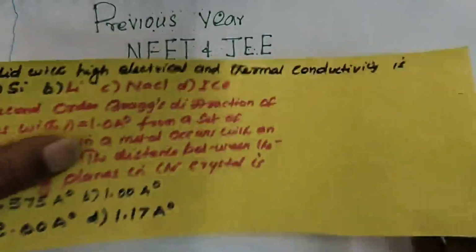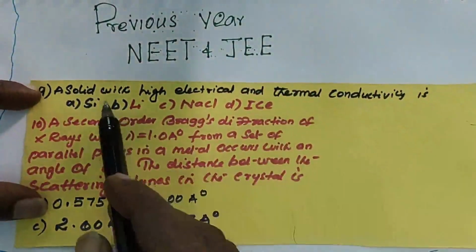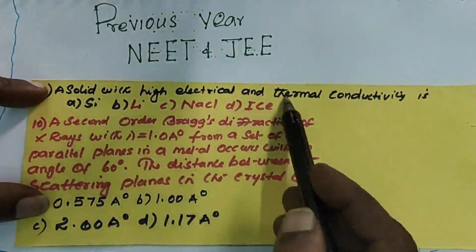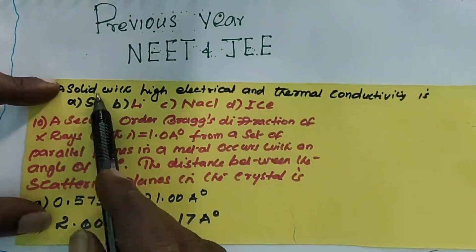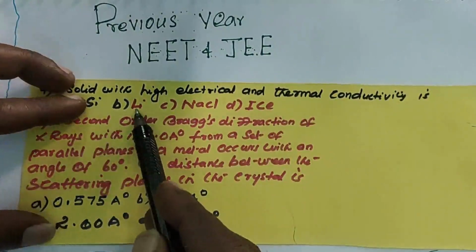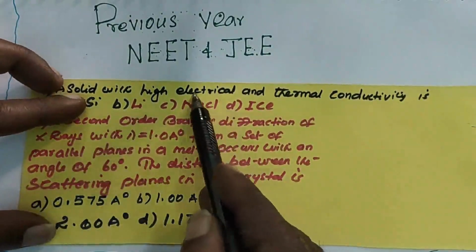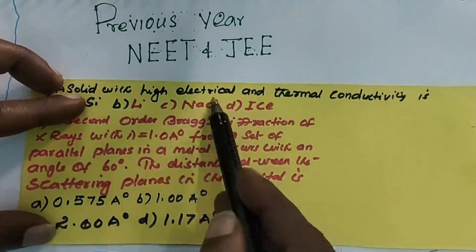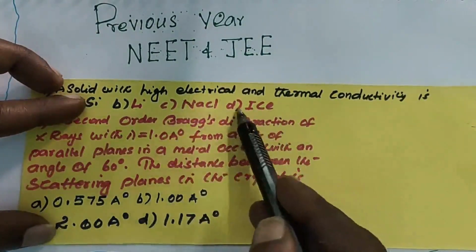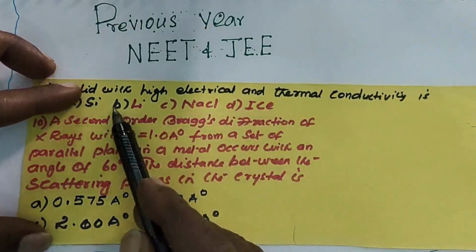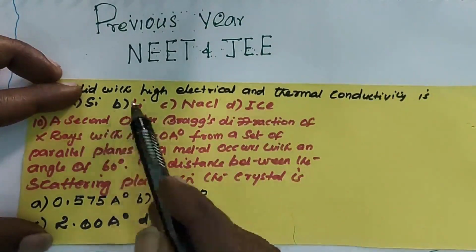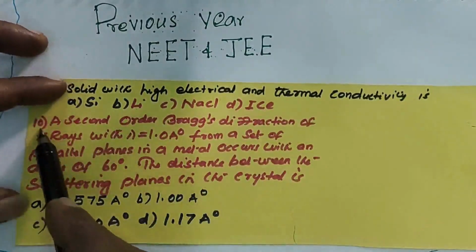Then the 9th question. A solid with high electrical and thermal conductivity. This is the simplest question. This is a non-metallic conductor, there is covalent bond, non-metal. So it is a metallic bond. It is an ionic solid. This is the hydrogen bonded solid. So which one has high electrical and thermal conductivity? Lithium.